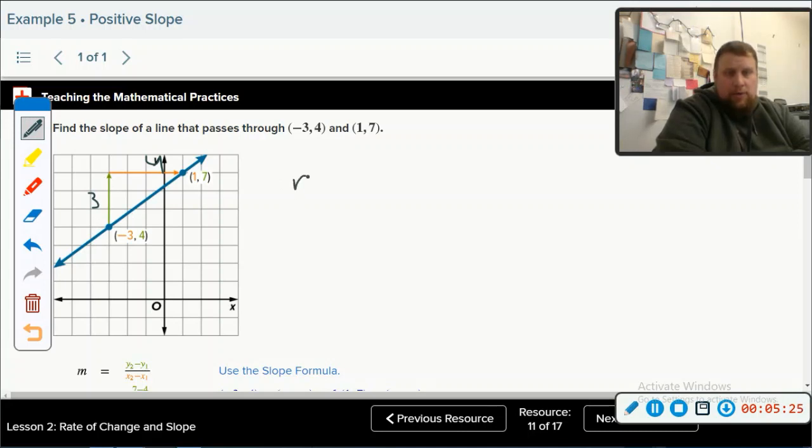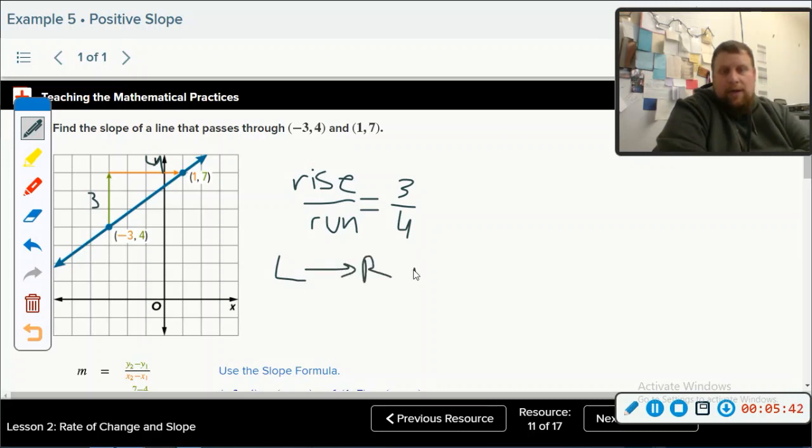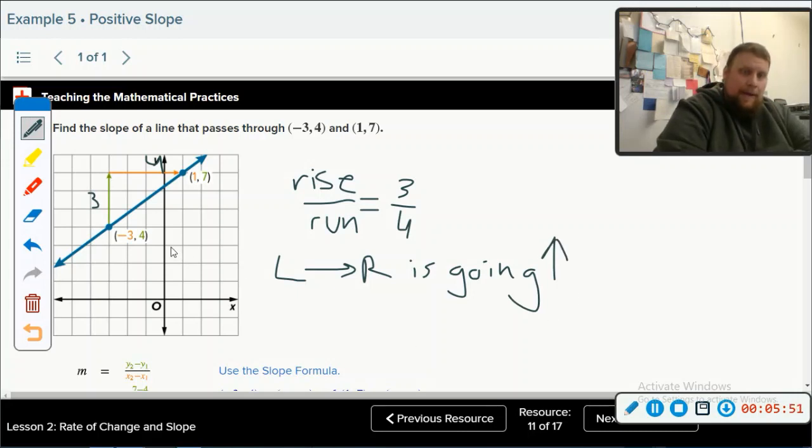And remember, it's rise over run, or change in y over change in x. So that equals 3 over 4. And that's a positive slope. And we know that because from left to right, the way we read a book, it's going up. It's going up. Okay? So this is a positive slope.